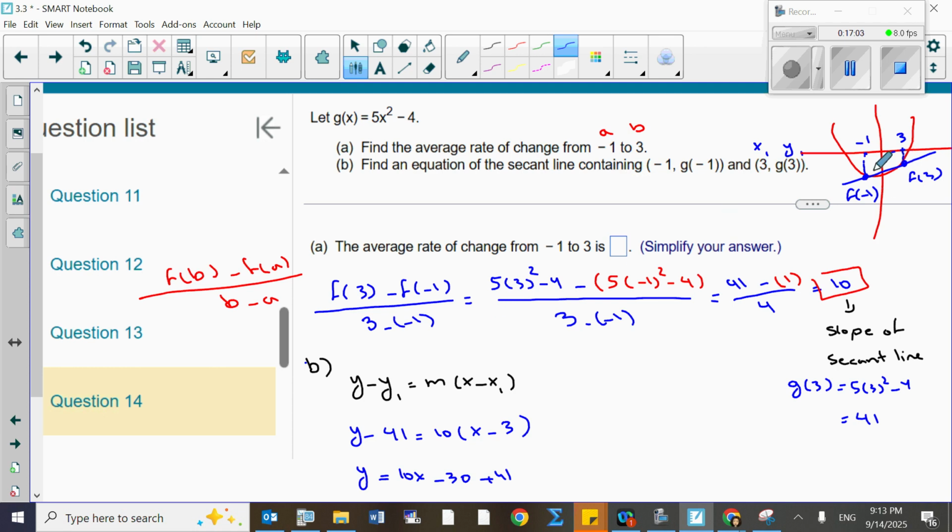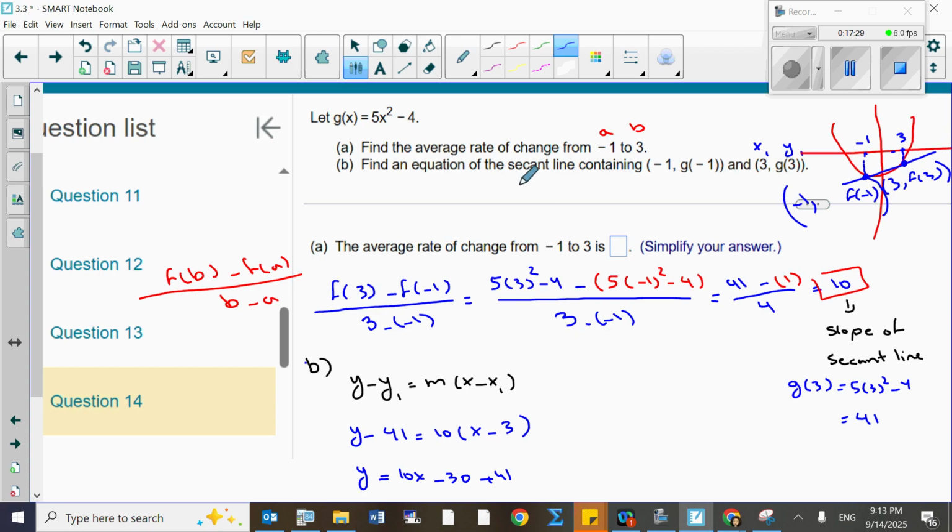These are the y values of this one, and the x values are 3 and f of 3, and -1 and f of -1, which of course here instead of f we're using g, and it doesn't really matter. So anyway, once you find the average rate of change, that's basically the slope of this line.